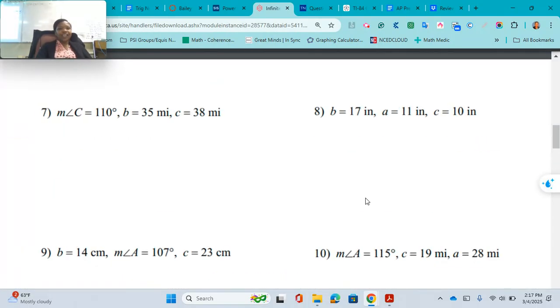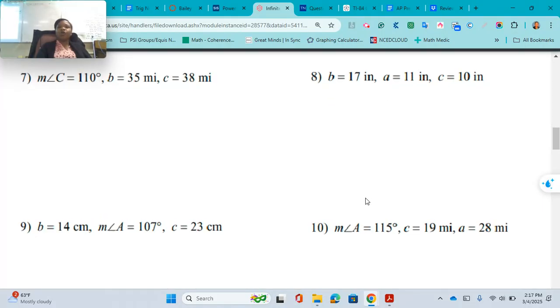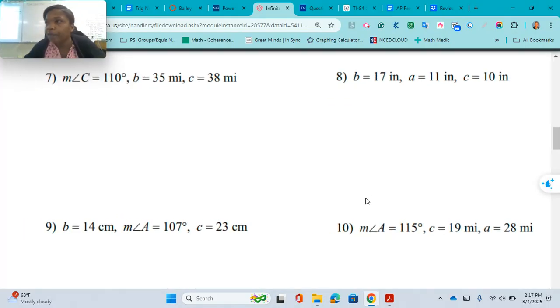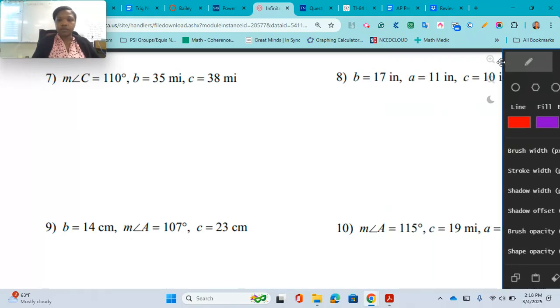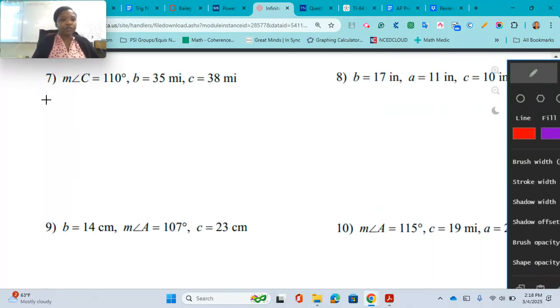Now, let's do it with no picture. But you will have to do what? Draw it. All right, trigonometry is all about what you see. So I'm going to draw the picture of my triangle. Any triangle, doesn't matter. I'm going to label it A, B, C.